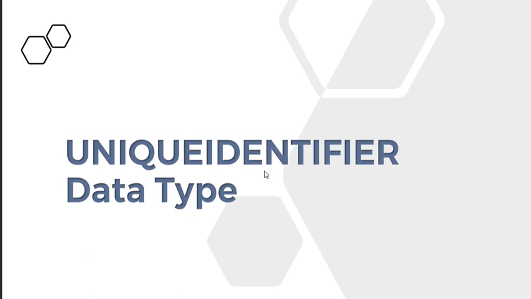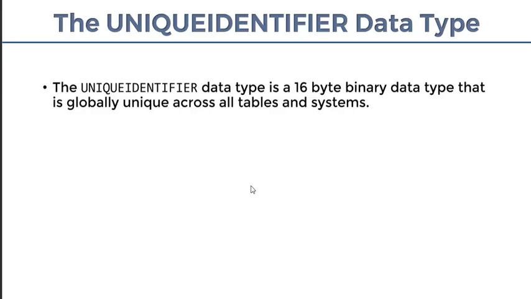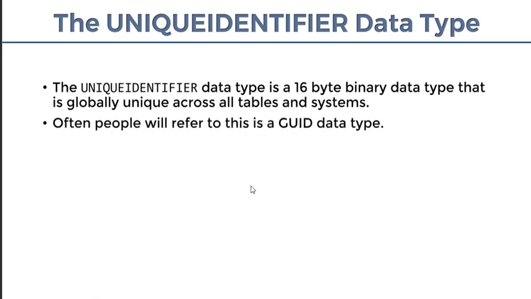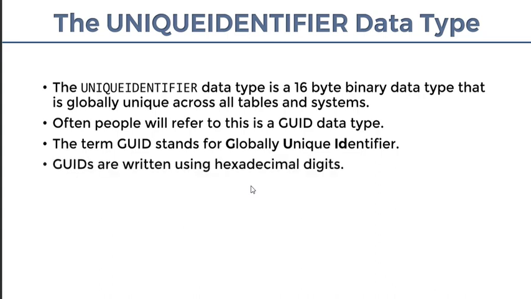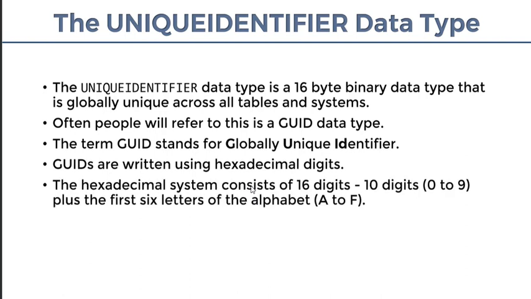Here let's see the unique identifier data type, and how to use it. Let's get started. The unique identifier data type is a 16-byte binary data type that is globally unique across all tables and systems. Often people will refer to this as a GUID data type. That term GUID stands for globally unique identifier.